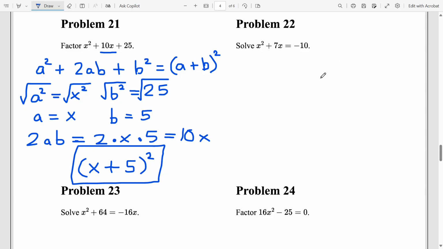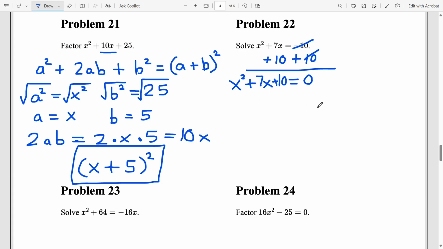Okay. Let's look at problem 22. We're going to solve x squared plus 7x equals negative 10. When we want to solve these, we want to get one side equal to 0. So I'm going to add 10 to both sides of the equation to get rid of the negative 10 on the right. 10 plus negative 10 is 0. And on the left-hand side, we get x squared plus 7x plus 10.